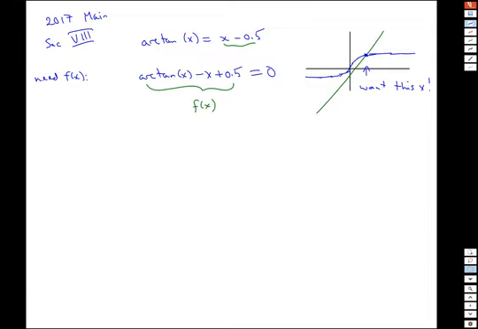We also need the derivative. We need f prime of x for Newton's method. For that, we take the derivative, and we get 1 over x squared plus 1. That's the derivative of arctan. And the derivative of minus x is negative 1. And the 0.5 is 0.